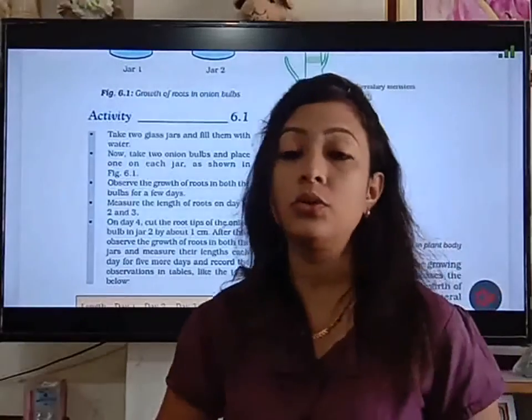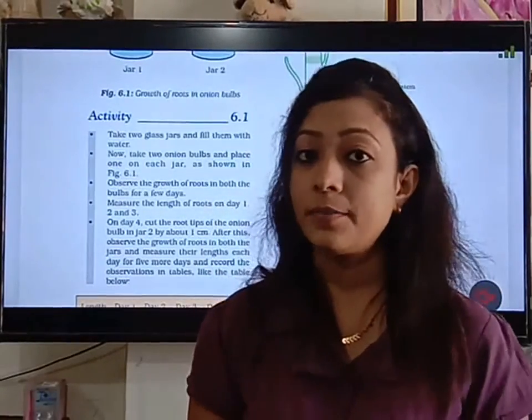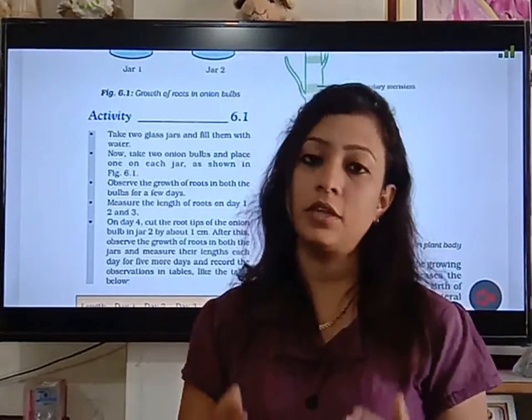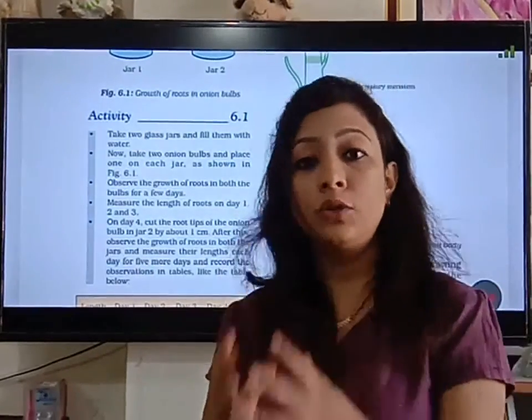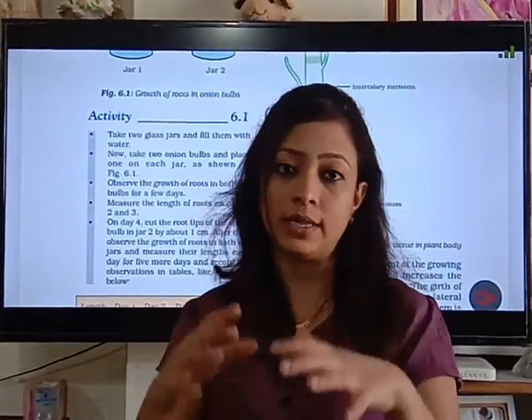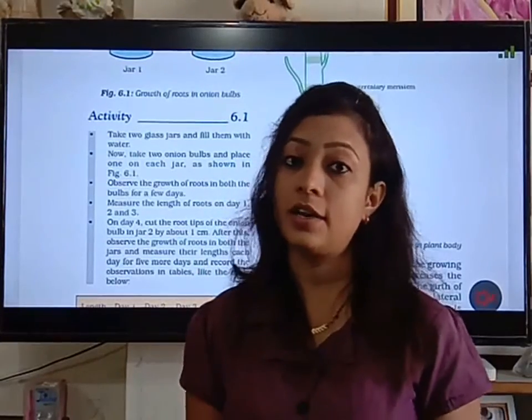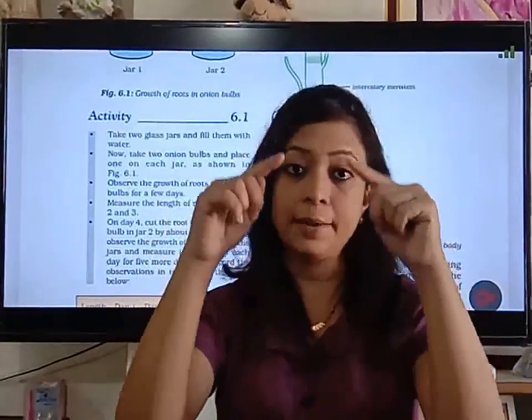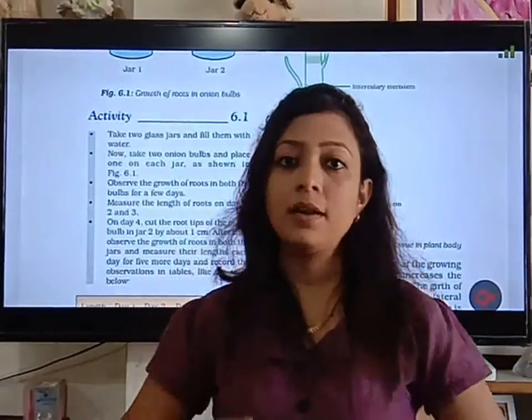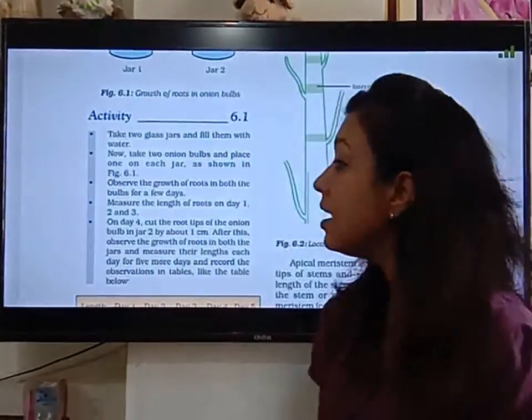Observe the growth of the roots for 4 to 5 days. So children, you have to observe the growth of the root for 4 to 5 days. Yes, of course children, the roots of the onion will automatically grow in the jar containing water. So ultimately children, you will observe that the roots are growing inside the glass jar and the fiber formation you can observe inside the glass jar.